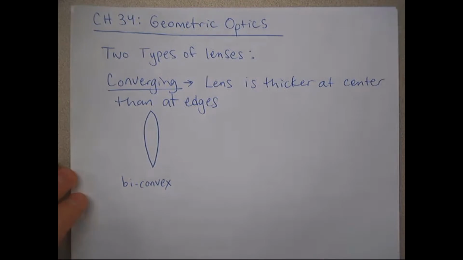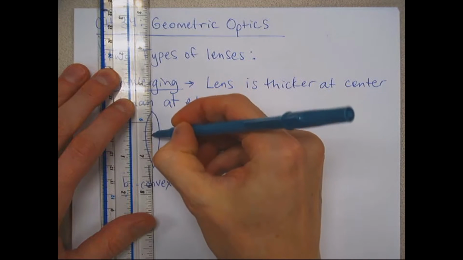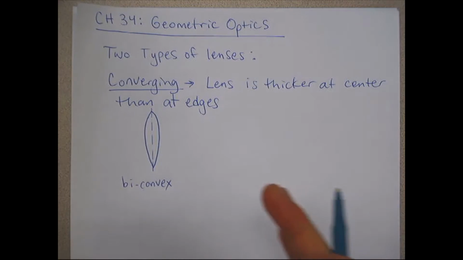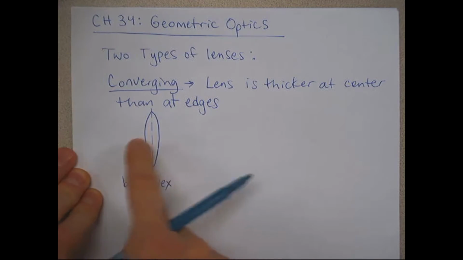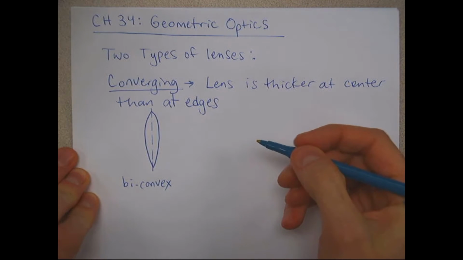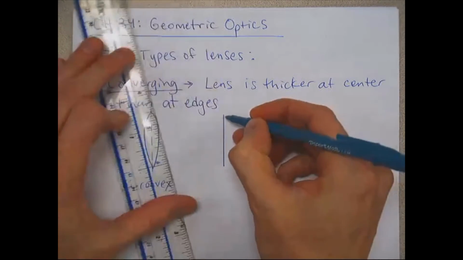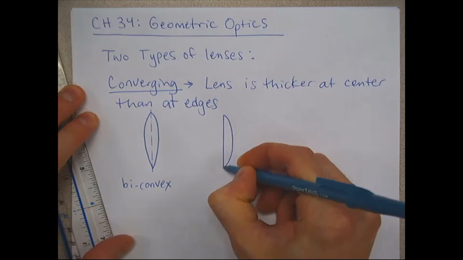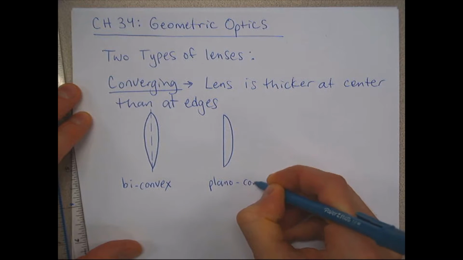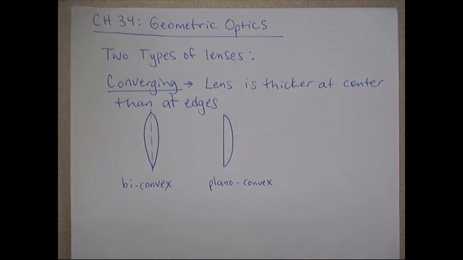biconvex lens. So if you imagine just a center line here, then both edges bulge out to give you a lens that's thicker at the center than at its edges. You could imagine also having a flat side with one convex side. This is called plano convex. Okay, still thicker at the center.